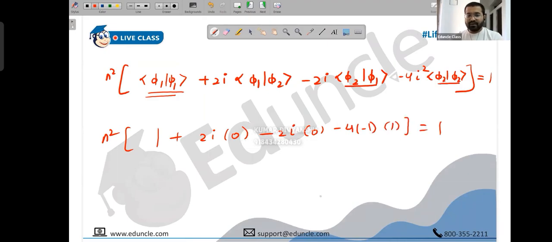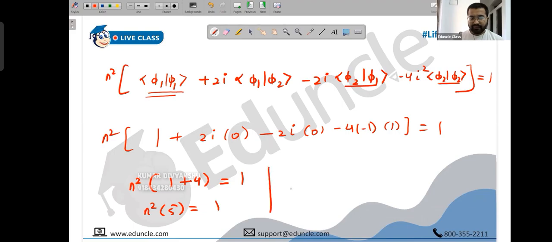1. Also normal. Phi 1, phi 1 is 1. Phi 2, phi 2 is 1. But phi 1, phi 2 is 0. Phi 2, phi 1 is also 0. So we have got n squared into 1 plus 4. This is 1. We would have got n squared into 5. This is 1. We would have got n squared is 1 by 5.